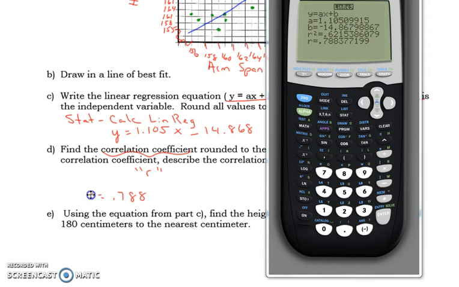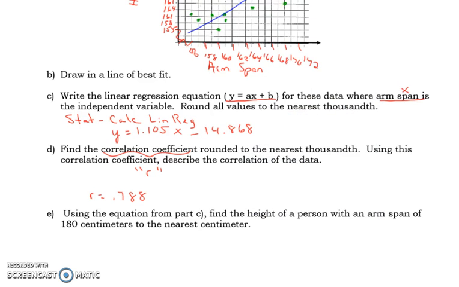And then they want to know the kind of correlation. If I look at this R value, how is the data correlated? Well, since this value is positive, it's a positive correlation, but it's not very close to 1, so we're going to say it's a moderate, positive correlation. Remember, close to 0 means no correlation. Close to 1 or negative 1 means a strong correlation. Since 0.7 is kind of far away from 1, we're going to say it's moderate, so not as strong.